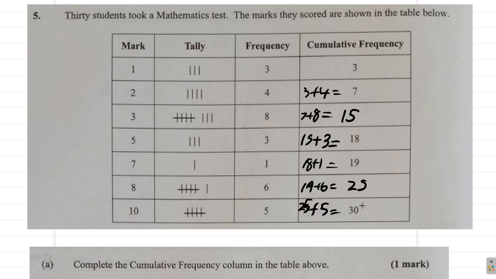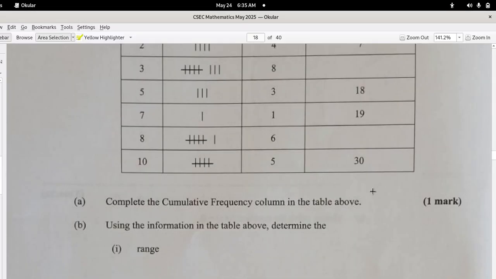So you wouldn't need to write down all of these calculations, of course. You would need to show how you get this, that's 7 plus 8, and how you get this, that would be 19 plus 6, because the others were already done for you. Alright, so that's the first part of the question.